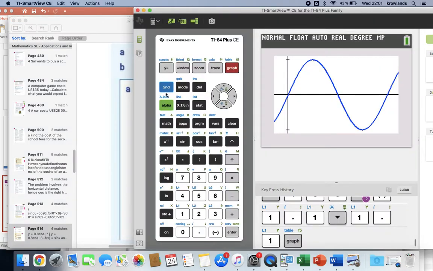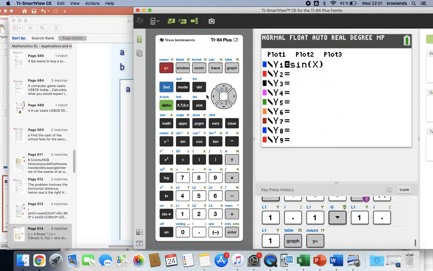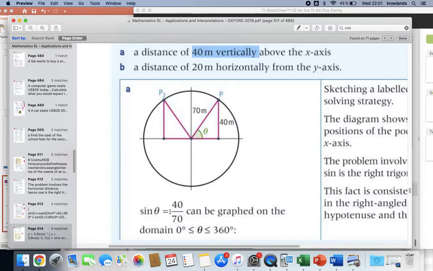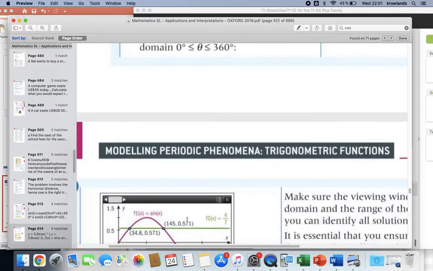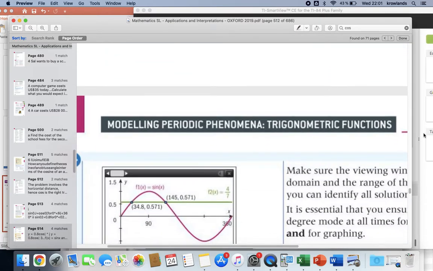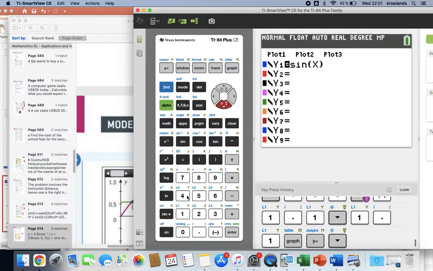I am going to plot a straight line. And I would like to find out when we have got 4 over 7. And let's see what that looks like now. 4 divided by 7 graph.